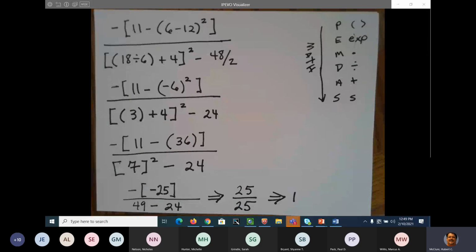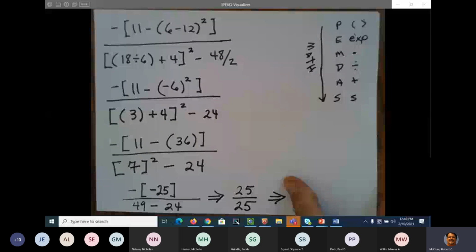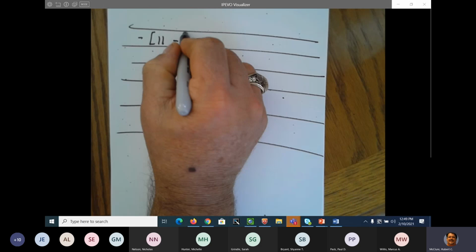I'm going to show you what some of y'all do. Okay, y'all meaning this class and other classes. This is what y'all do. Here's a piece of notebook paper, and here's the lines on your notebook paper. And y'all write the problem down. Negative bracket 11 minus 6 minus 12 squared, close bracket, and then divided by, and then you write bracket 18 divided by 6 plus 4, close bracket, squared minus 48 divided by 2. And then you try to do it in this next area right here.